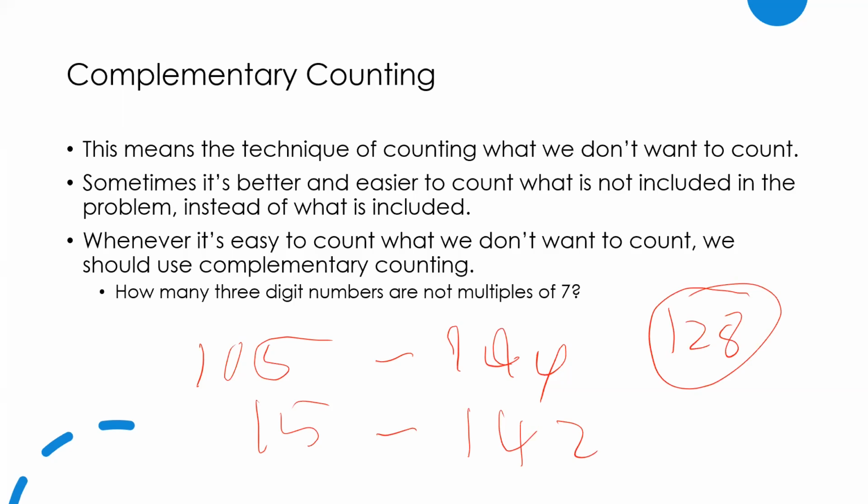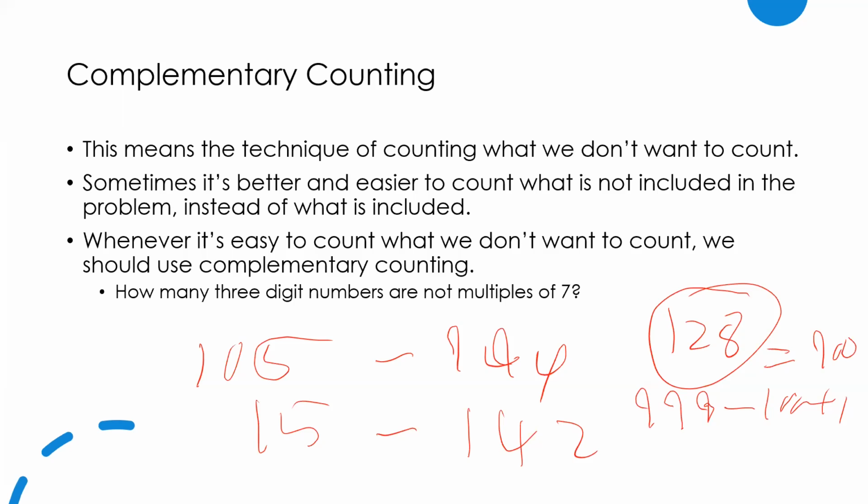So now we know the total number of 3-digit numbers. It's going to be 999 minus 100 plus 1 equals 900. So what we have now is the total number of 3-digit integers, and the number of 3-digit numbers that are multiples of 7.